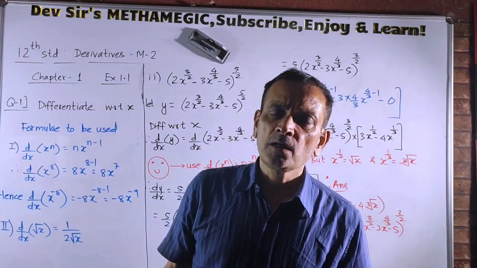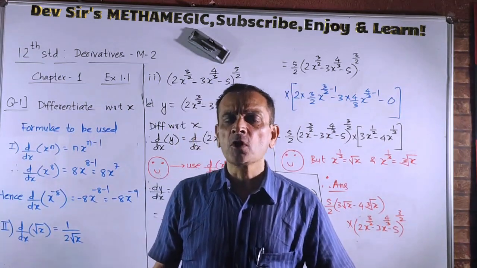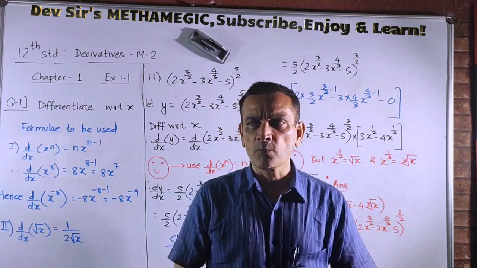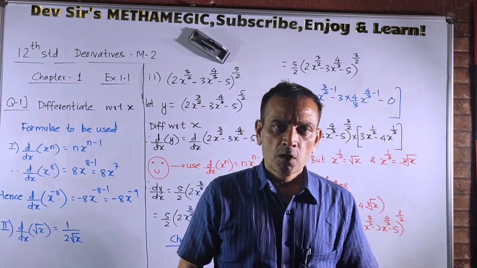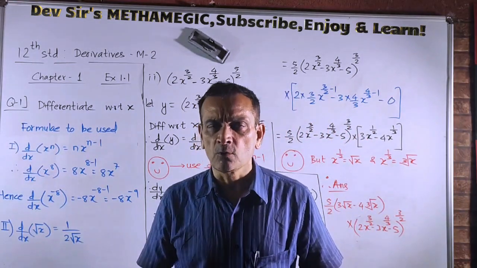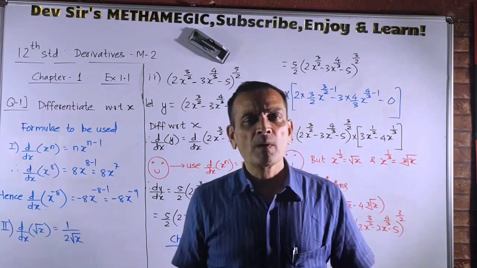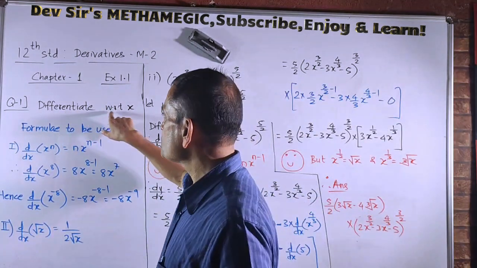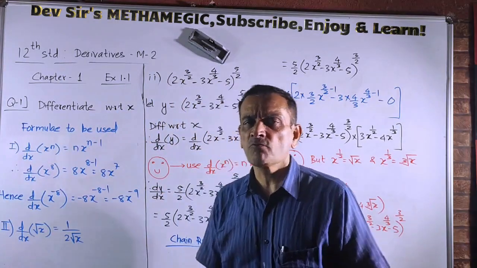That day we just took an introduction for what is a composite function and how to find the derivative of a composite function. Same thing we are going to continue but from the textbook now. तो टेक्स्ट में पहला सम क्या दिया है देखें. Differentiate with respect to x. Differentiate means to find the derivative.